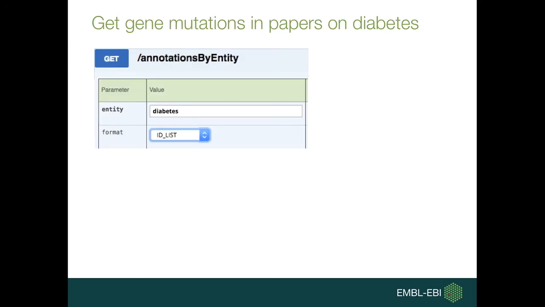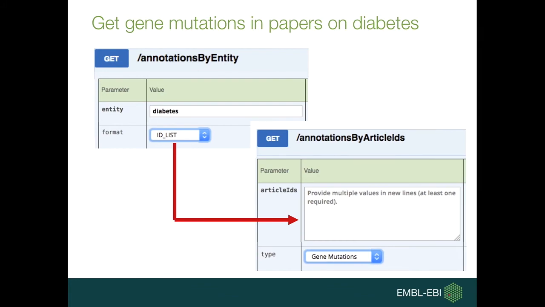Now, in order to construct this query, let's think what we actually want to retrieve. First, we want to know which papers discuss diabetes. For that, we can use annotations by entity and input diabetes. We will request ID list as our result type because we're only interested in the list of papers. Next, we would take this list and use annotations by article ID to retrieve annotations that we will limit to gene mutations type.